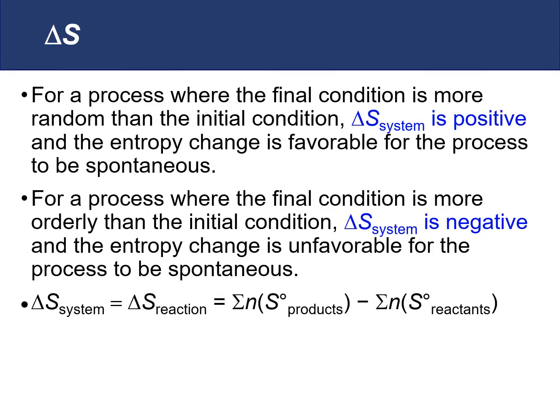As we saw when we were discussing the Gibbs free energy, the change in entropy is an important component for trying to determine whether a reaction is going to be spontaneous or not. So for a process where the final condition is more random than the initial condition, the change in entropy for the system is positive, and the entropy change itself is favorable for the process becoming spontaneous. Recalling again that a spontaneous process is one in which the change in entropy of the universe is positive. This follows along with the second law of thermodynamics. The entropy of the universe always increases.